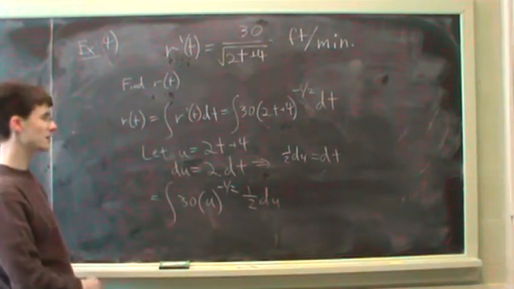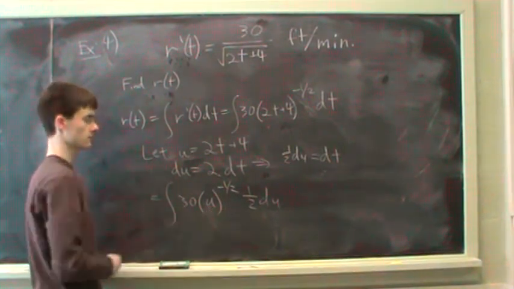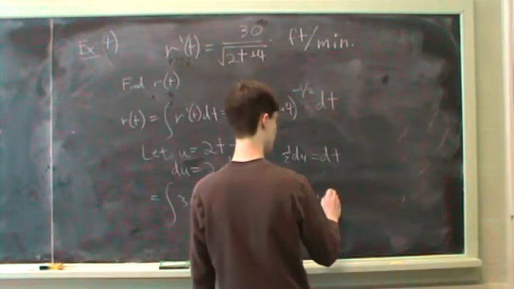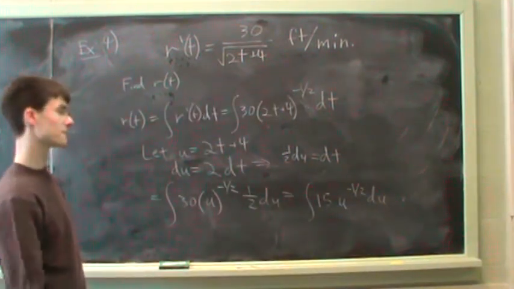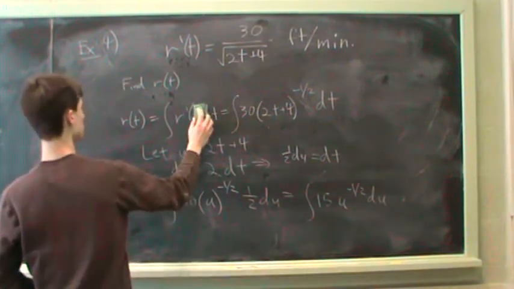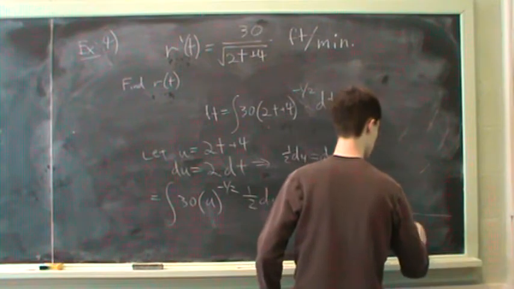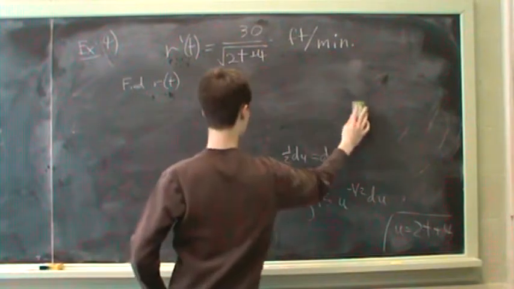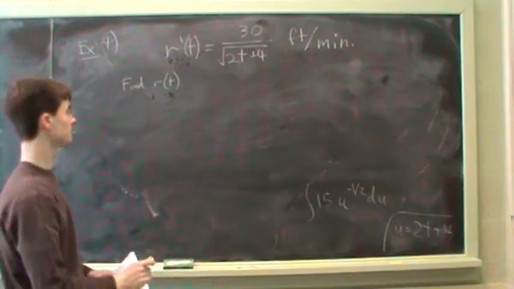We make sure that we only have u's here. So this is only an integral that has u's in it. And then we can do the problem. So this is now going to be the integral of 15 u to the negative 1/2 du. And we just write down, we said u is 2t plus 4. So now we want to do that integral.